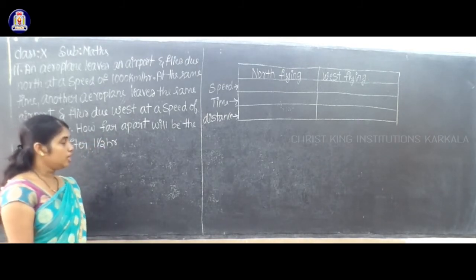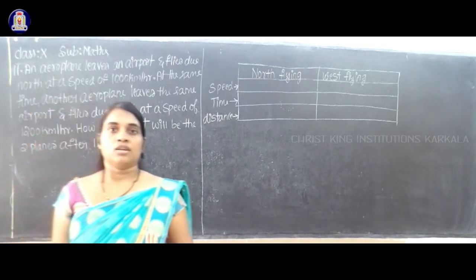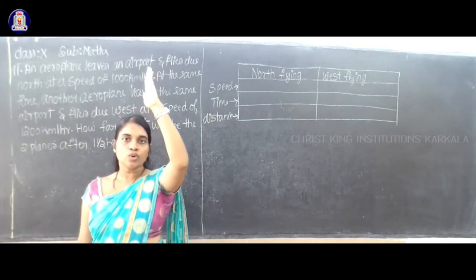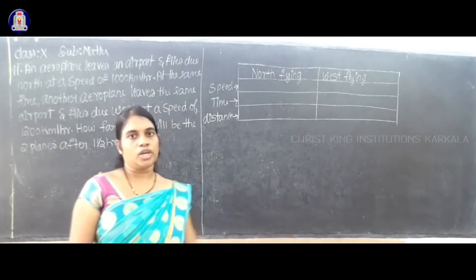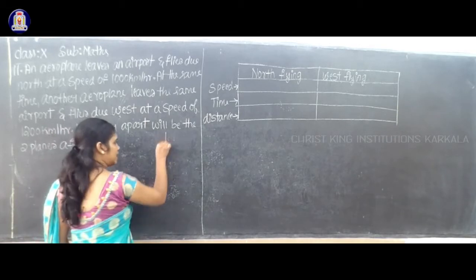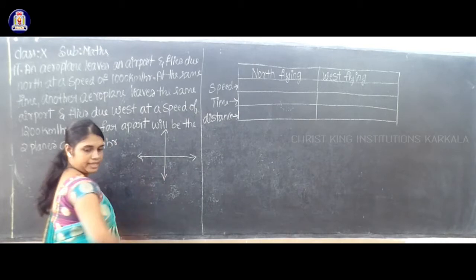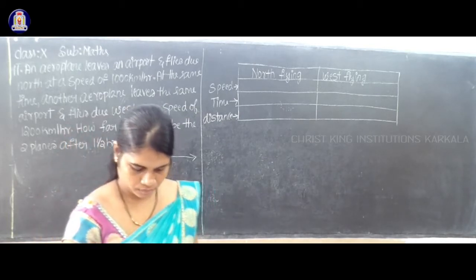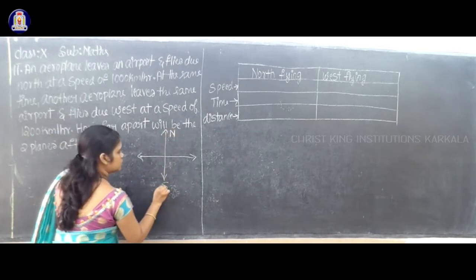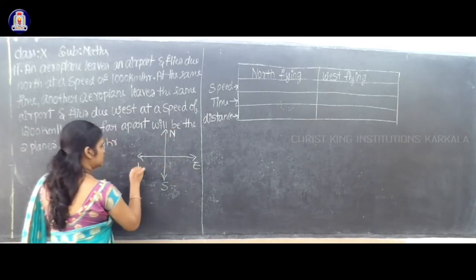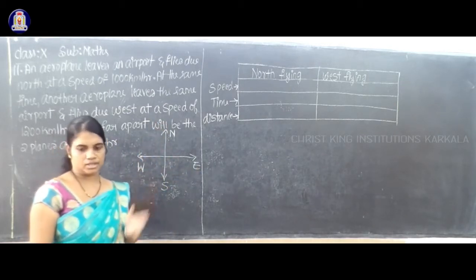Here they have given the direction. From the airport, one aeroplane flies due north, another aeroplane flies due west. So first I will write here about direction. This is north, south, east, west, right? North, south, east, west.